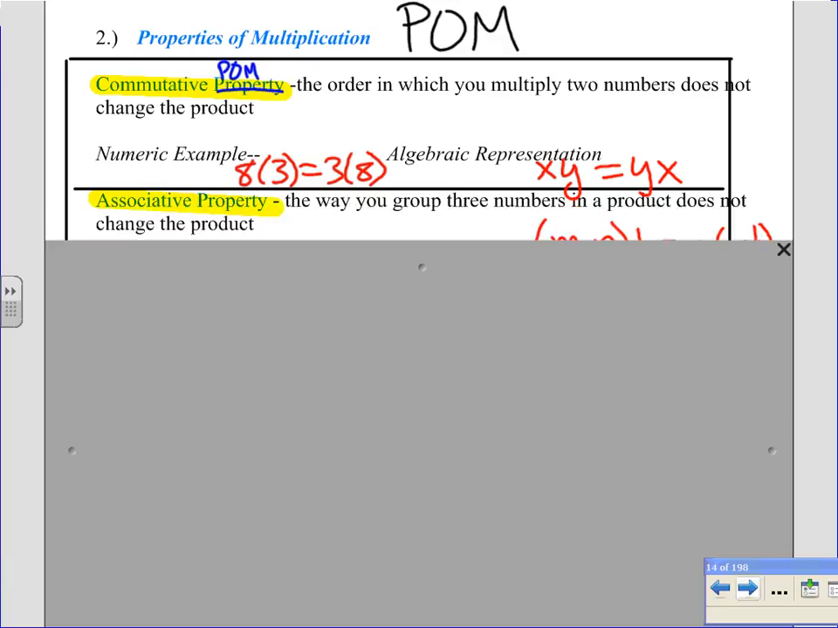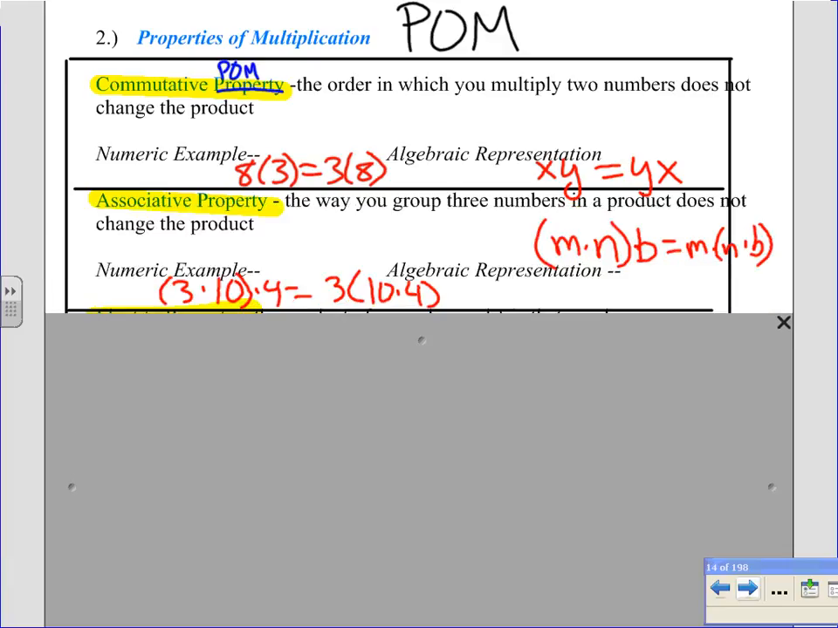Okay, associative POM, the way you group 3 numbers in a product does not change the product. Just like associative property of addition, the way you group numbers does not matter. It does not change things. For example, using numbers, 3 times 10 times 4, we're grouping the 3 times 10, is the same thing as 3 times group the 10 times 4.